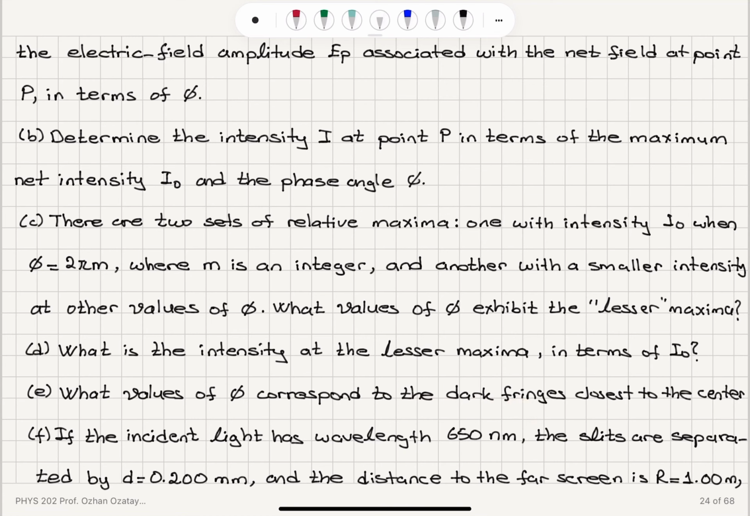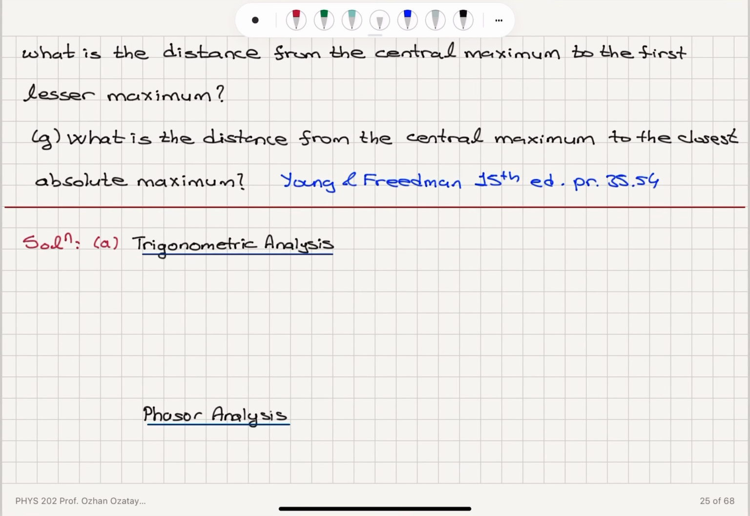Part F. If the incident light has wavelength 650 nanometers, the slits are separated by 0.2 millimeters, and the distance to the far screen is 1 meter, what is the distance from the central maximum to the first lesser maximum? Part G. What is the distance from the central maximum to the closest absolute maximum?